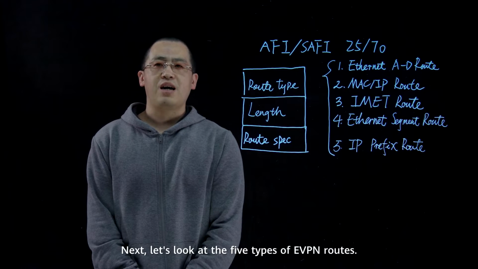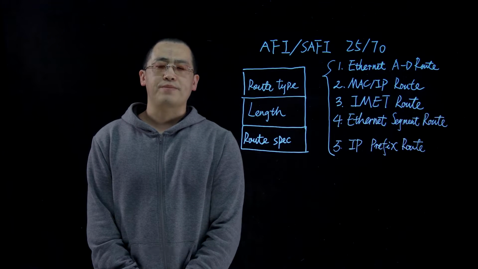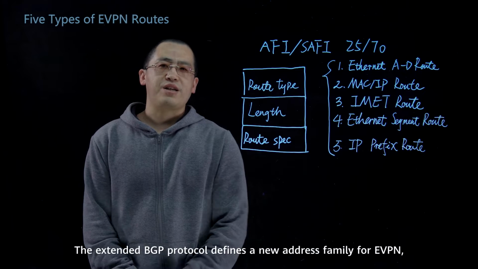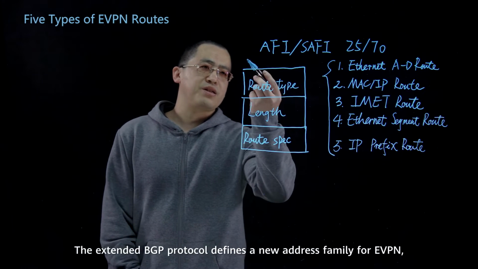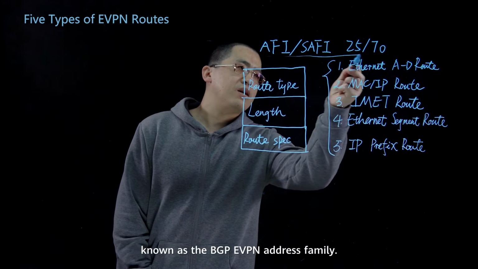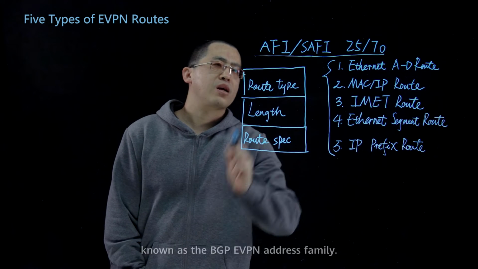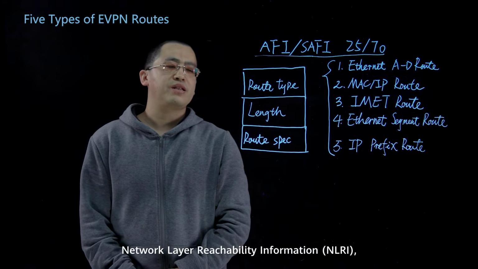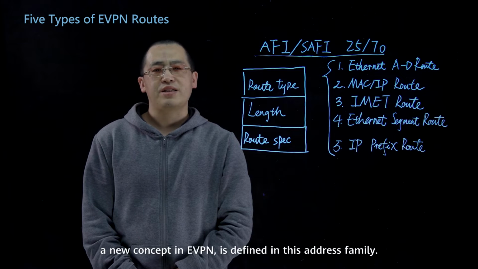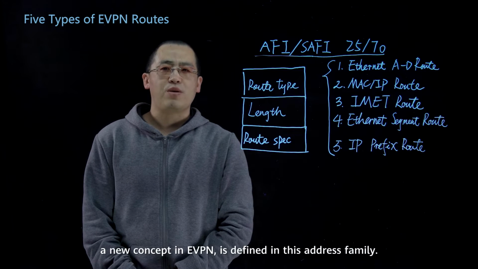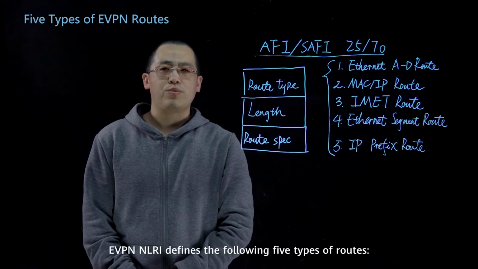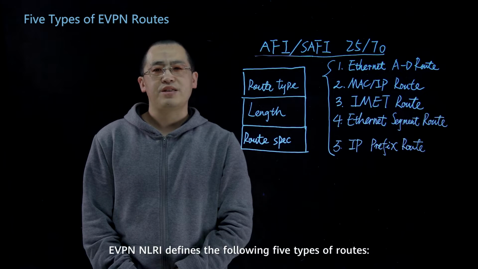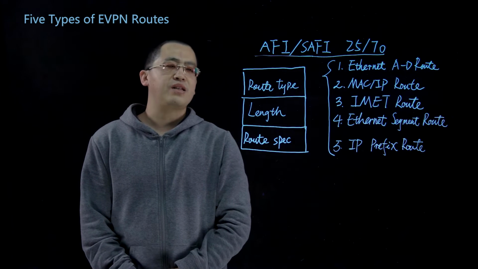Next, let's look at the 5 types of EVPN routes. The extended BGP protocol defines a new address family for EVPN, known as the BGP EVPN address family. Network Layer Reachability Information, NLRI, a new concept in EVPN, is defined in this address family. EVPN NLRI defines the following 5 types of routes.